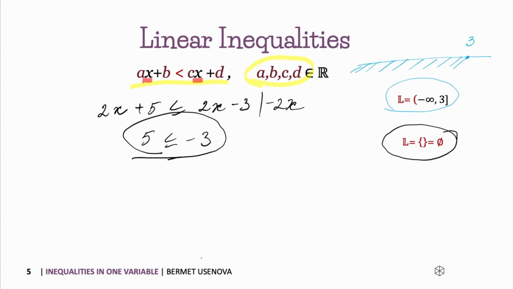And let's have a look at a similar inequality, but this time with a different sign. So this time it will be 2x plus 5 greater than 2x minus 3.